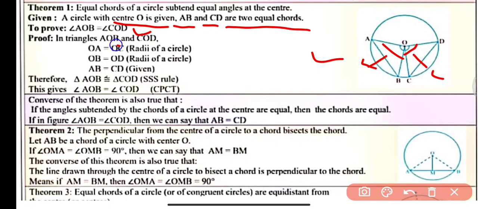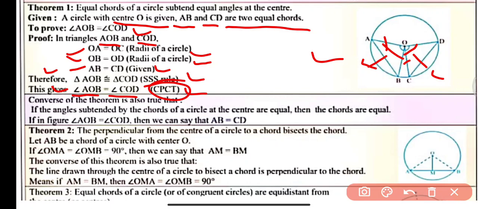Now in triangles AOB and COD, OA equals OC. These are the radii of the circle. Similarly OB equals OD, these are also radii of the circle, and AB equals CD, that is equal chords, that is given. So now these two triangles, AOB and COD, are congruent to each other by side congruency criteria. Therefore we can say angle AOB is equal to angle COD by CPCT.